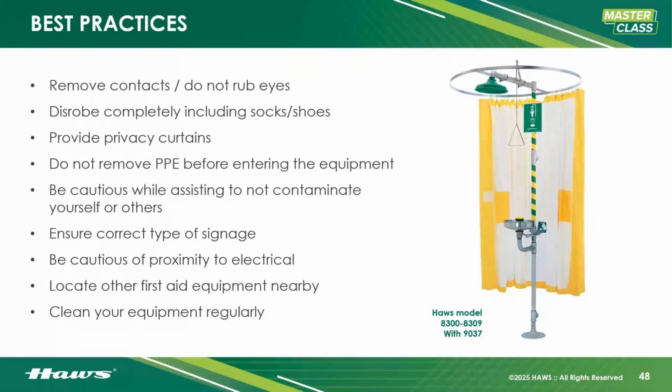This is not a great deal of additional cost. That's a 9037 on that combo on the right. There's even a little robe. It's not anything fancy, but it's a robe. I think it's Tyvek that you can throw on after your emergency to maintain some decency. But you can have that curtain in place so you have a little more privacy.